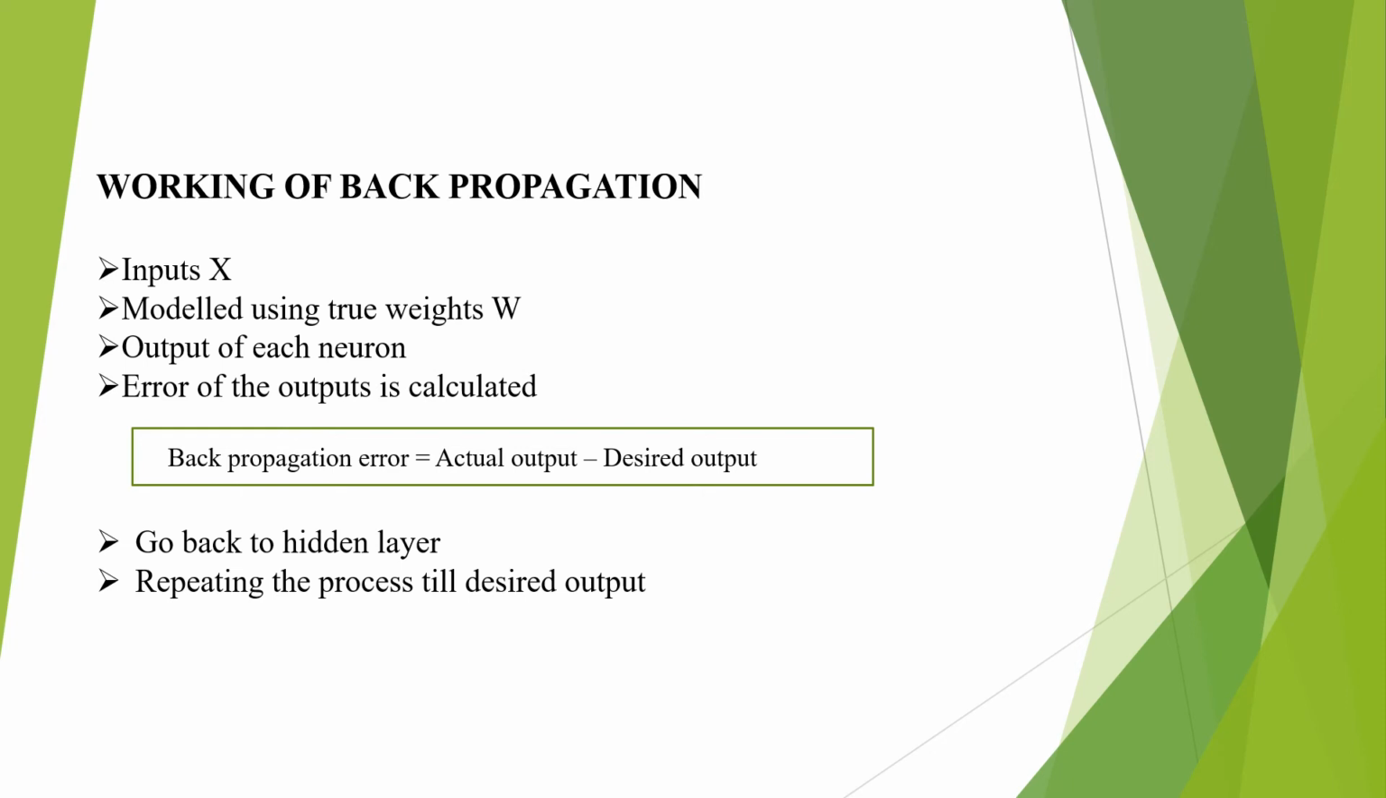In the fourth step, we calculate the error in these outputs, and the backpropagation error is basically equal to actual output minus the desired output. In the fifth step, we just go back to the hidden layer from the output layer in order to adjust the weights for basically reducing the error. And step 6 is nothing but repeating this process until we get the desired output. So these are the steps of backpropagation algorithm.